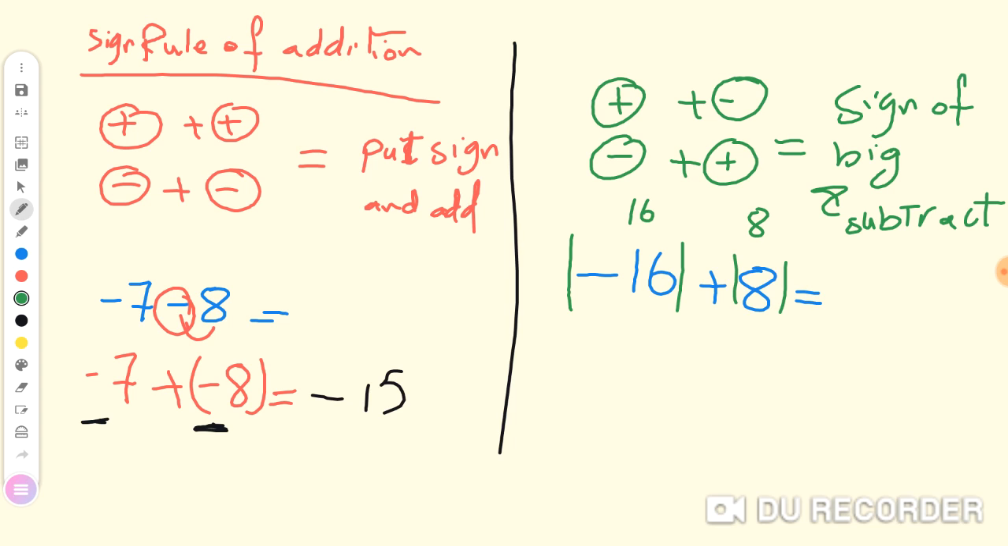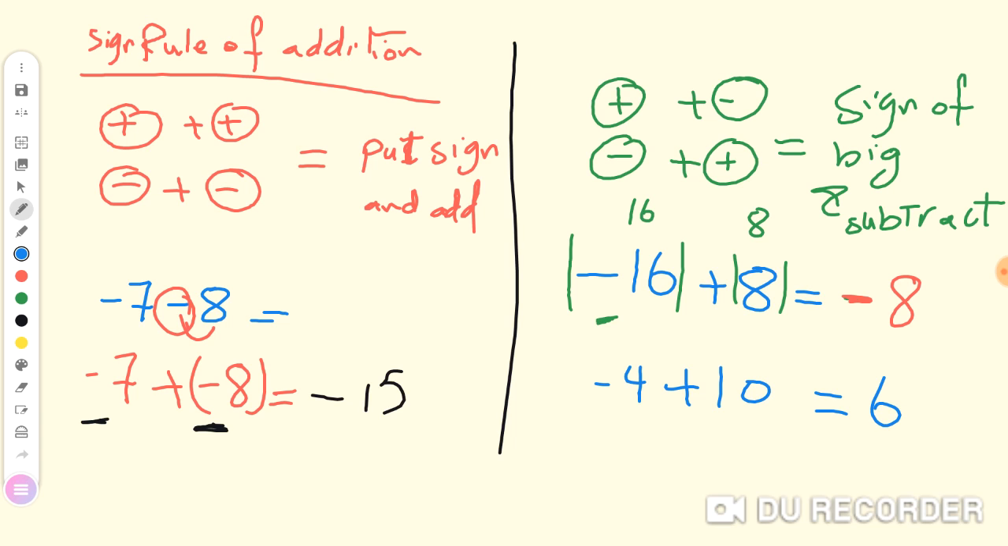Which one is greater? It's 16. What is the sign of 16? It's negative. So sign of big, okay? So it's negative, and subtract 16 minus 8 equals 8. So it's negative 8. Okay? So take care, sign of big and subtract. And if the number is like negative 4 plus 10, the sign here goes to 10, which is bigger. So the sign is positive, and then subtract 10 minus 4 is 6. So the answer is 6.